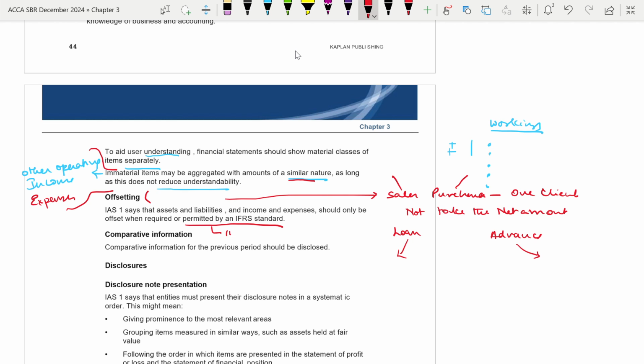Where is it permitted? It is permitted in IFRS 3, business combinations. While preparing the group accounts, only for the group accounts it is permissible. In other cases, it is not applicable. That is the reason we should not have any offsetting. So I told you, every item should be shown separately. Comparative statements will be disclosed. We are talking about two different years.